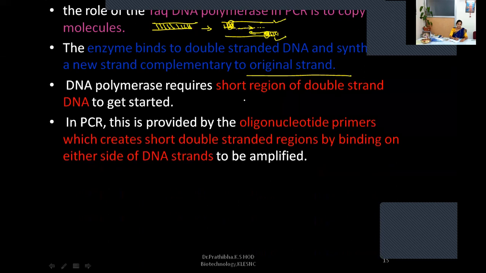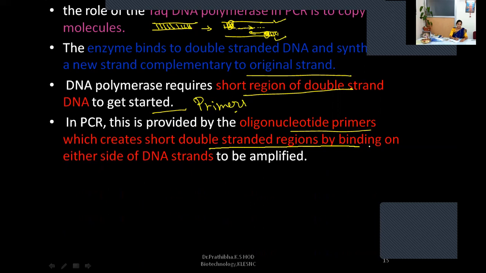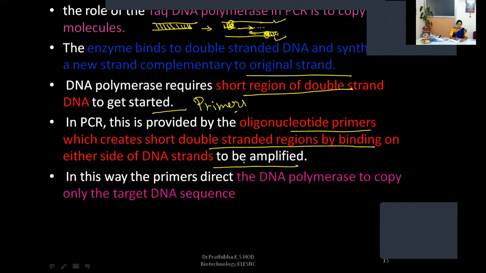The DNA polymerase requires a short region of double-stranded DNA to get started. That is nothing but the primers, the oligonucleotide primers. In PCR, this is provided by the oligonucleotide primers, which create short double-stranded regions by binding on either side of the DNA strands to be amplified. In this way, the primers direct the DNA polymerase to copy only the target DNA sequence.